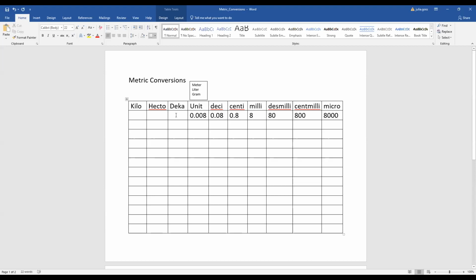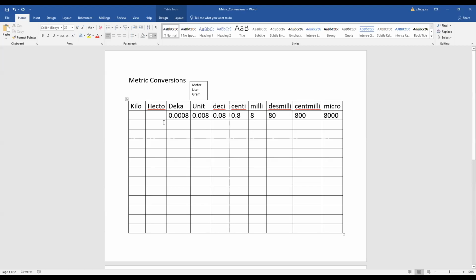And then for deca, it would be 0.0008. Getting really, really small here. And I would keep going, but I think it'll wind up messing up my chart here. But if you notice, each time, here's where I started, but if I go to the right, I'm making the number bigger. If I go to the left, I'm going to make the number smaller. So I hope that helped. Let me know if you have any questions. I'm here to help you.